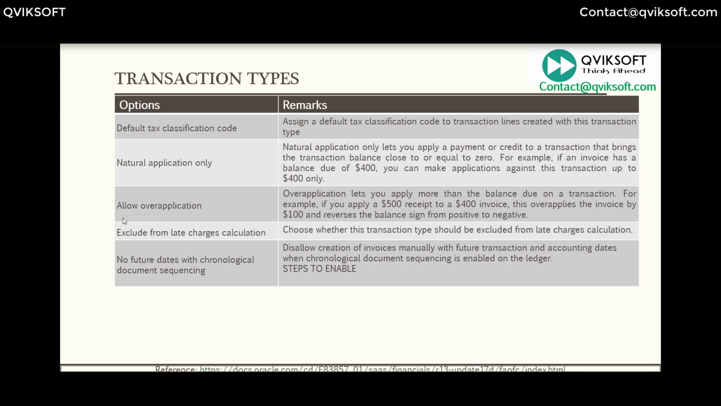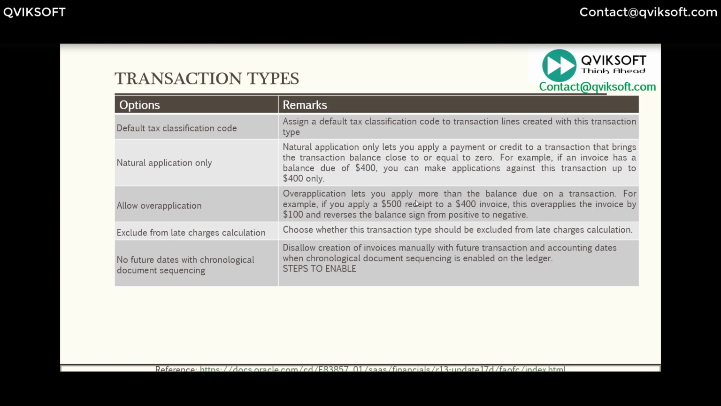Allow over application: this is generally not a used process, but it is a feature available. Maybe in some geography somebody uses this. Over application lets you apply more than the balance due on a transaction, for example, if you apply a 500 receipt to a 400 invoice. This overapplies the invoice by 100 and reverses the balance sign from positive to negative. So basically the invoice becomes a credit note in a way.